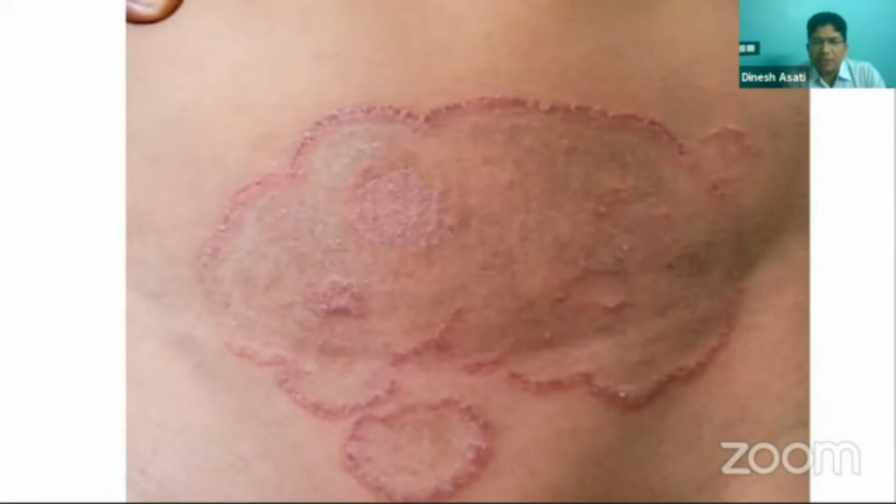And this is the classic presentation. One can see a typical annular lesion. Annular means the inflammation or the activity of the disease is at the periphery, and the center is almost clear. It's not fully clear, but almost clear. So this is the hallmark. That's why it was previously called ringworm infection. And this means that the margin is advancing in all directions.